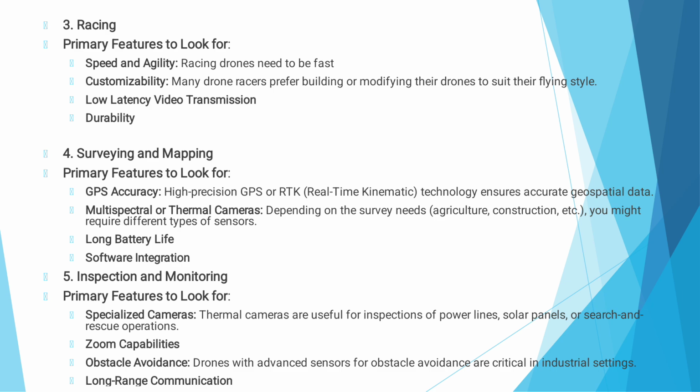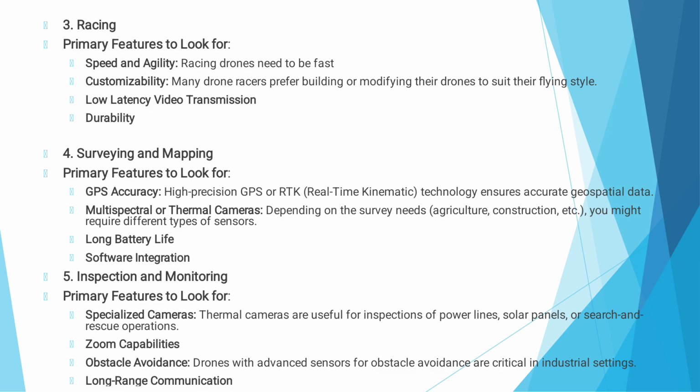GPS accuracy: high precision GPS or RTK, that is real time kinematic technology, ensures accurate geospatial data. Then multispectral or thermal cameras. Depending on the survey need, that is agriculture, construction, etc., you might require different types of sensors. Then long battery life and software integration. The fifth one is inspection and monitoring.